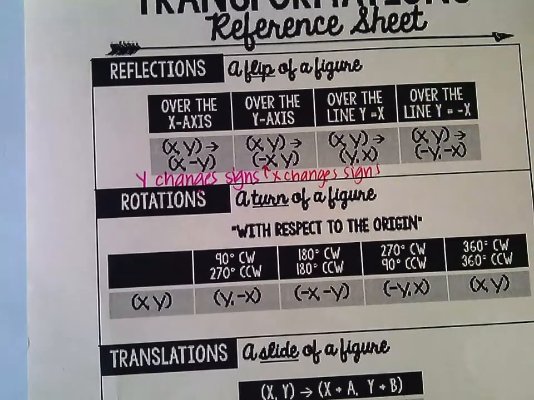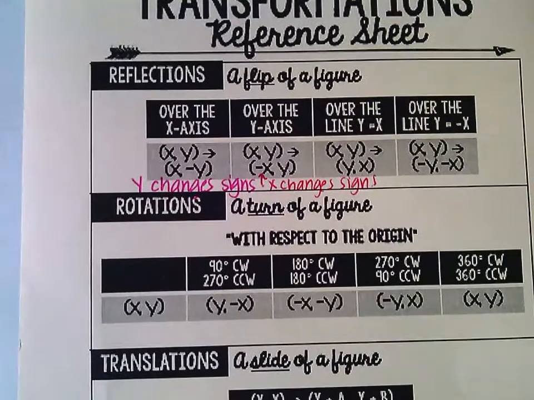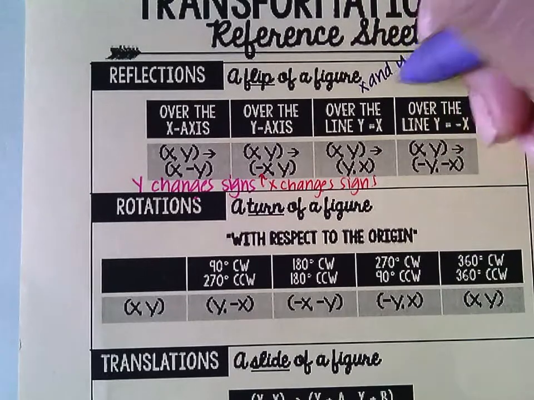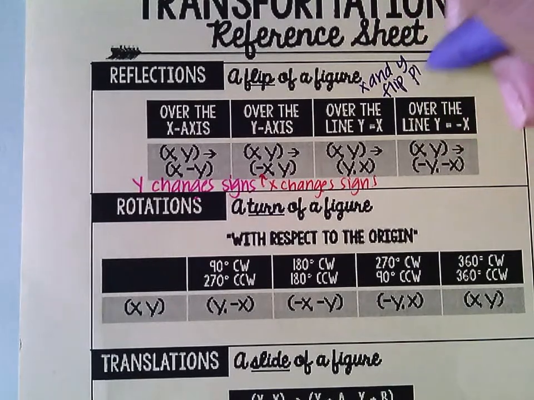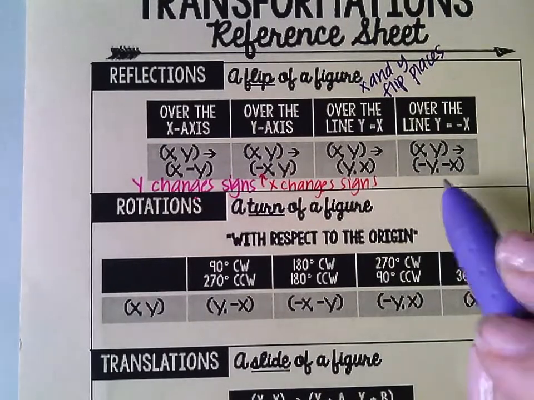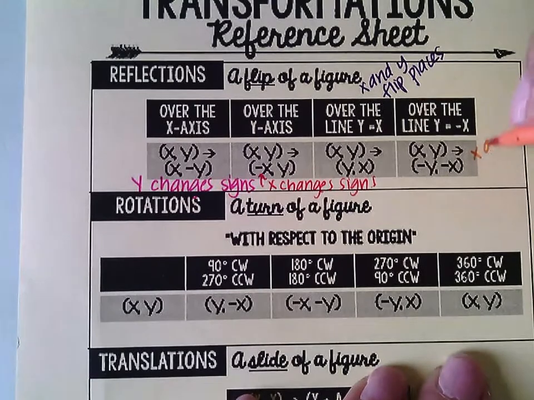Down here, y equals x. The x and the y, they just flip places. So x and y flip places. The signs stay the same. This one over here, the x and the y flip places and their signs change. So x and y flip and switch signs.